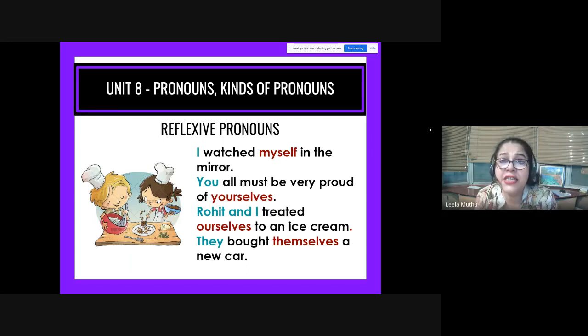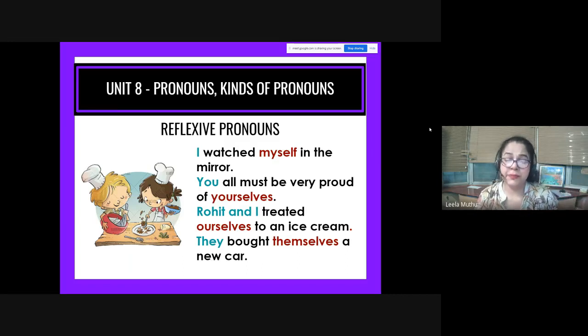So Rohit and I did something. We treated ourselves. We did the action to ourselves, to an ice cream. So in this case, Rohit and I, personal pronoun of the plural. The word that replaces Rohit and I, which is a plural subject, is what? The word ourselves. Because I is there in the sentence, so me along with Rohit, Rohit and I becomes we.